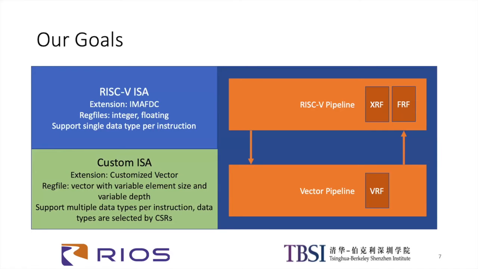This is an overview of what we're trying to do. There is a vector pipeline attached to the original RISC-V pipeline, together with a vector register file. There are some differences between the vector instructions and the standard RISC-V instructions. The vector register file can be used to represent different element sizes and variable depths. And the vector instructions support multiple data types, which are selected by CSRs.